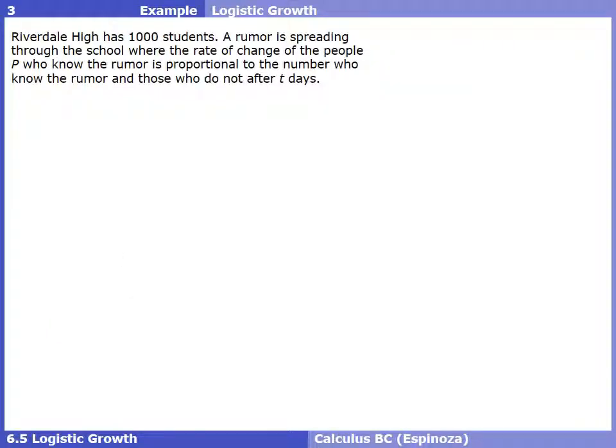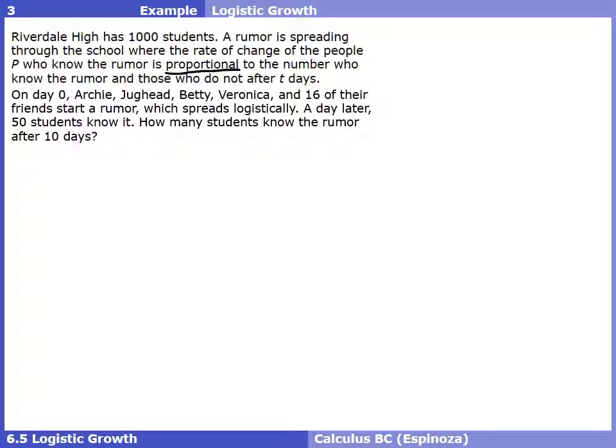Okay, so let's take a look at a very detailed example involving logistic growth and all the math involved. So I'm going to keep that theme of a rumor here to take us through this example. At this high school, Riverdale High, there are 1,000 students. A rumor is spreading through the school where the rate of change of the people, P, who know the rumor is proportional, and that's the key word, to the number who know the rumor and those who do not after t days.